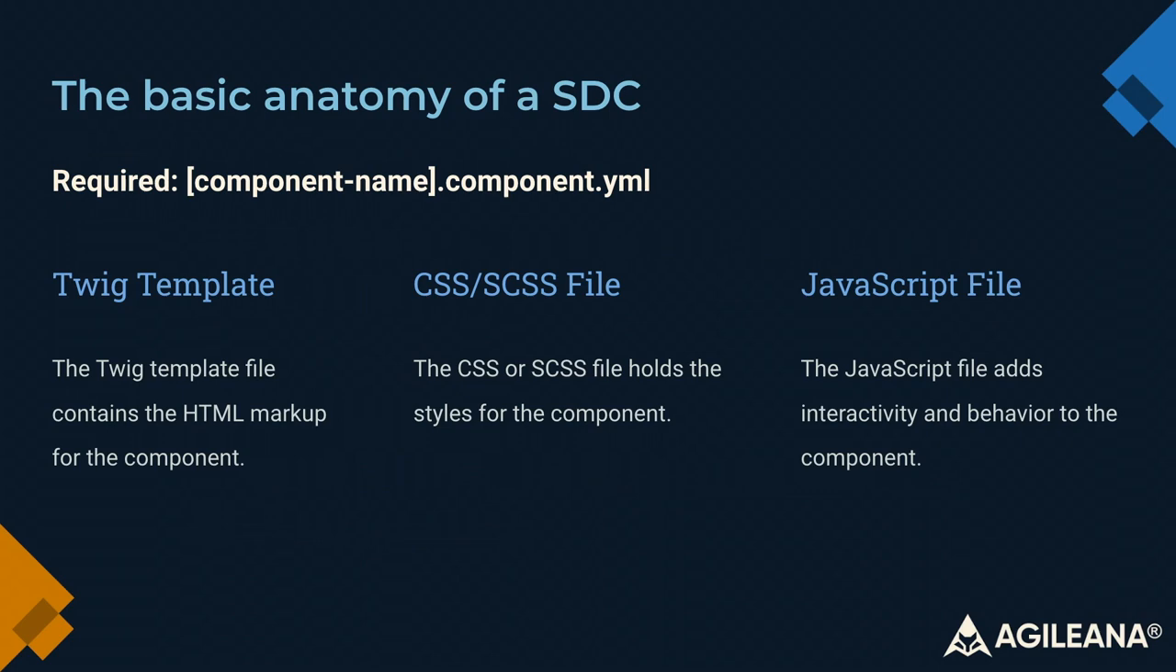This is the basic anatomy of a single directory component. They usually have a component YAML file where you can define a structure and some information about the component for the system to be able to understand it. You have the Twig template, as we currently have for other things in Drupal, like nodes and fields. You can have CSS files, JavaScript, and images in general. That's the basic thing. You can start with just the Twig template and the component file, and that will be it. You can start that way.